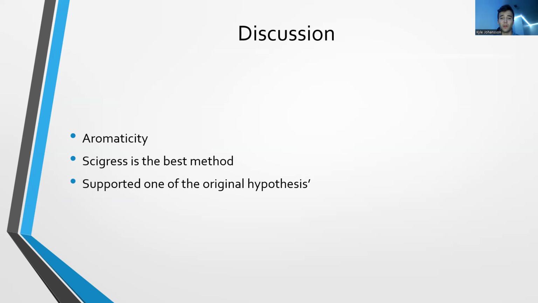Another piece to note is that one of the original hypotheses that were stated was shown to be true, that the energy of benzene was much higher than that of cyclohexane, mainly due to its conjugation and aromatic structure.